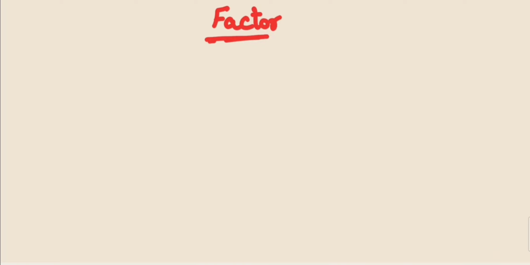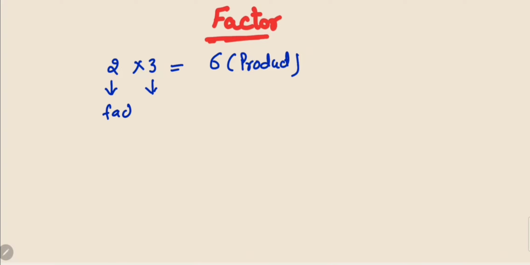We know whenever we multiply two numbers, we'll get some result and that result is known as the product. For example, if I multiply 2 with 3, my answer is 6 and this 6 is the product of 2 and 3. So we can say that 2 and 3, these two are the factors of 6.